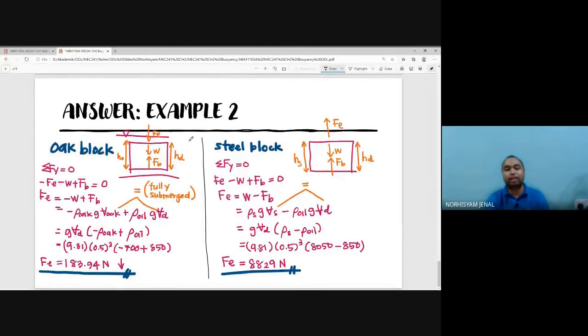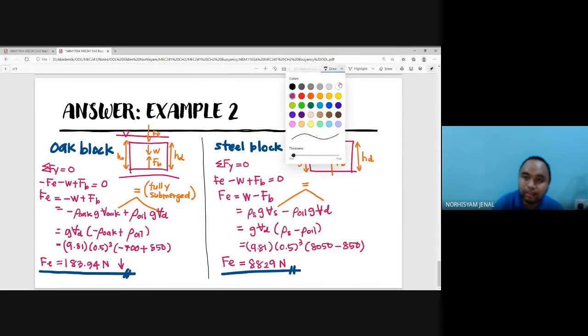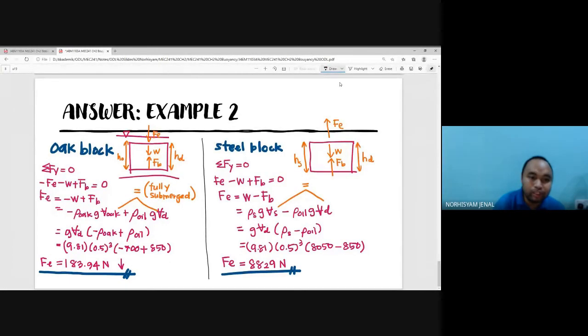Okay, so let us see how we do the calculation here. All right, the calculation is pre-calculated for you. So, oak block, for example, this is the oak block. As I said just now, the external force is acting downward because we want to push it to the suspended condition. So going downward is negative: minus W plus FB equals 0. So FE equals negative W plus FB. What we want to find out is the external force.